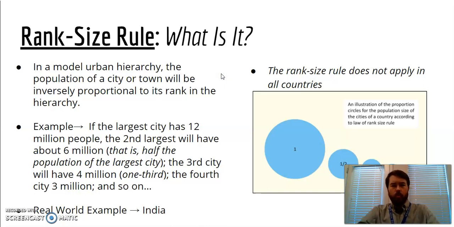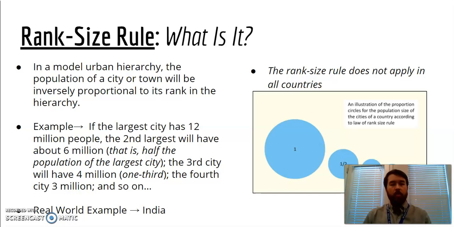So rank size rule, what exactly is it? In a model urban hierarchy, the population of a city or town will be inversely proportional to its rank in the hierarchy. If you're like, Warford, what the heck does that mean? Basically, it means that there will be one largest city within a given region or country, and then as you study the other sizes of the different cities in that country, you'll see it pared down as far as the amount of population and the market areas available.